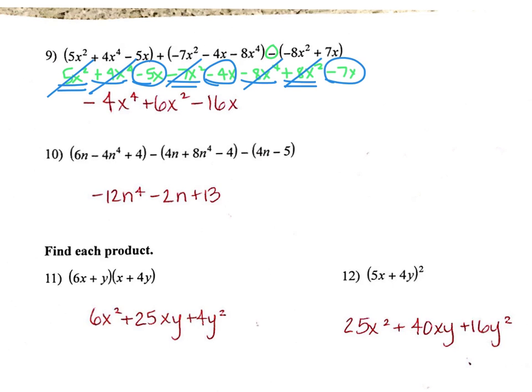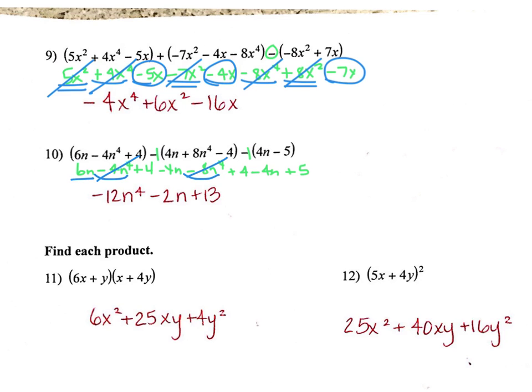All right, same thing on number 10. Again, check your signs to see if you've distributed everything correctly. Now we're just going to combine. I've got -4n to the 4th, -8n to the 4th. That's where I'm getting my -12.